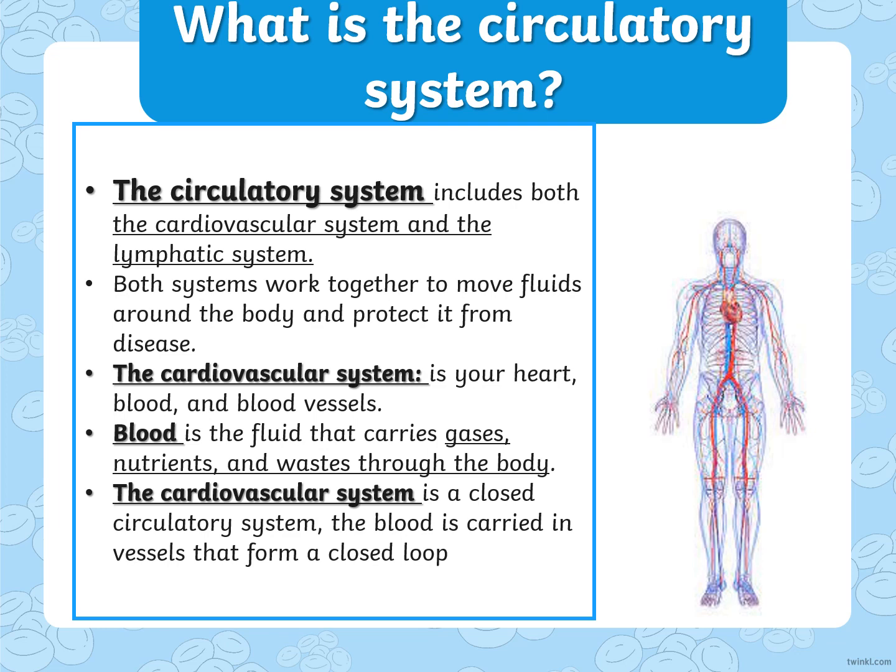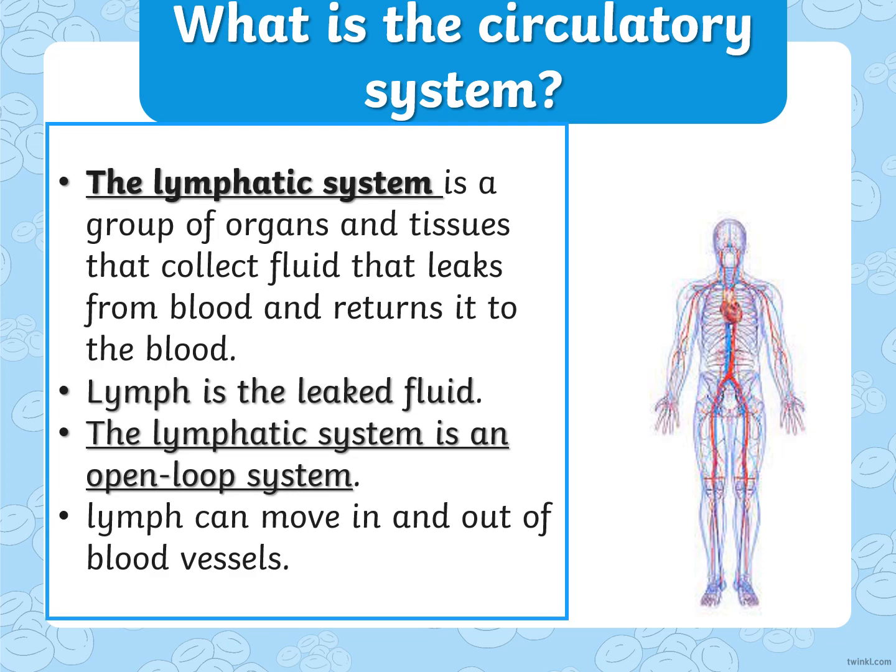The cardiovascular system consists of the heart, blood, and the blood vessels. So what is the blood? The blood is the fluid that carries oxygen, nutrients, and wastes through the body. The cardiovascular system is a closed circulatory system. The blood is carried in vessels that form a closed loop. After that, what is the lymphatic system?